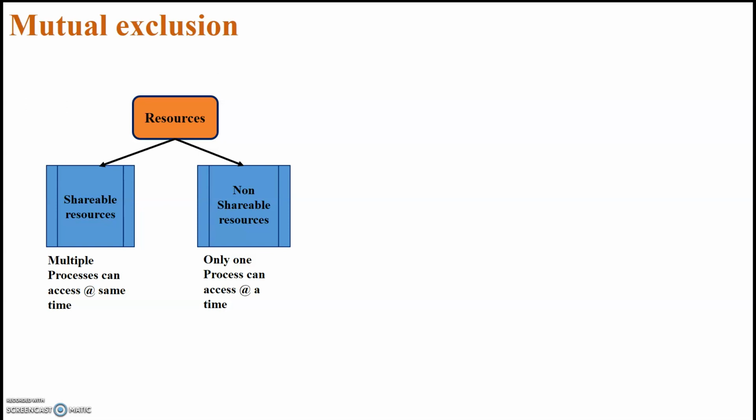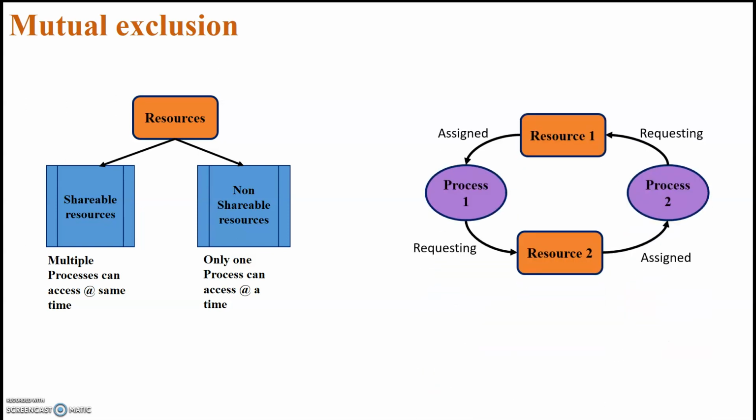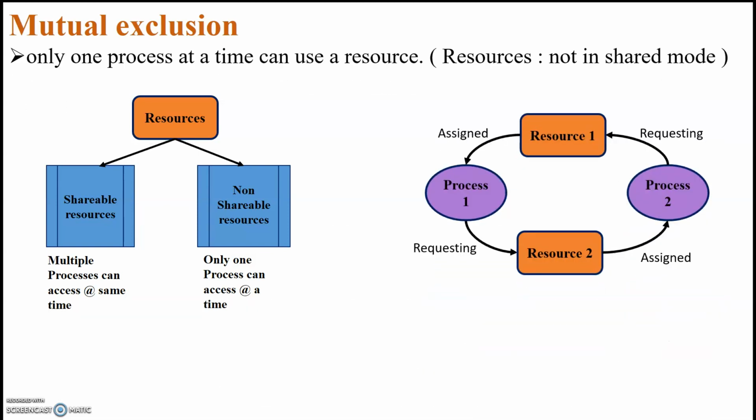So that means if a particular process is printing a document, and the second process wants to print a document, then that document will go into its queue and it will keep on waiting until the first process releases it. So here only one process at a time can use a resource. So these resources are non-shareable. So if they are non-shareable, here it is mutual exclusion. That means only one process is using that particular resource at one time. This is mutual exclusion.